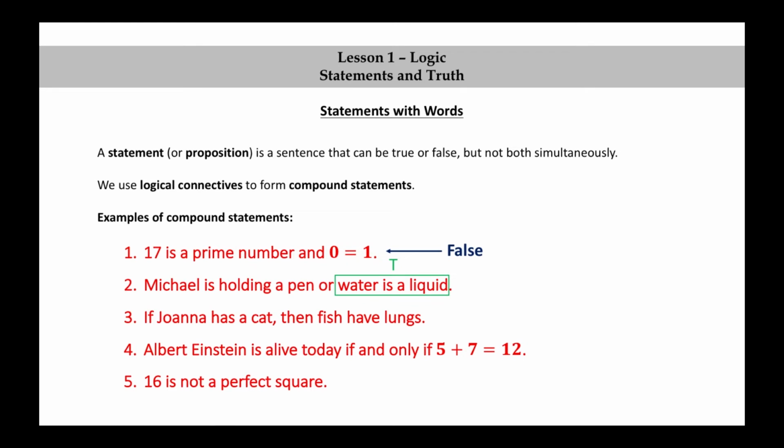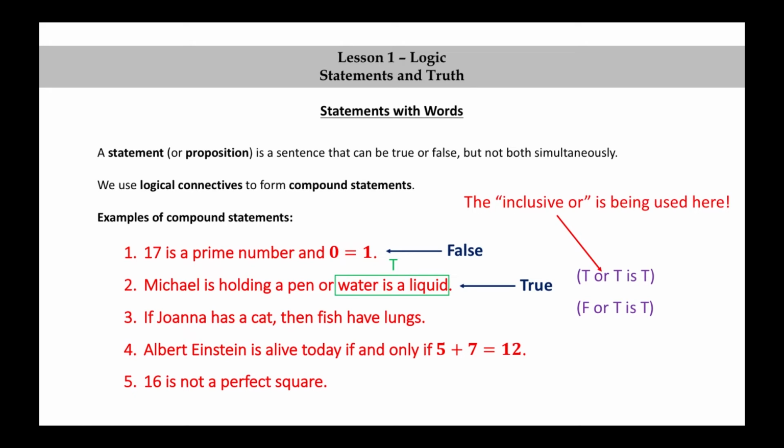In the second one, water is a liquid is a true statement. It follows that the whole compound statement is also true. This is because true or true is true, and false or true is also true. It doesn't matter in this case whether Michael is holding a pen or not. The result will be true regardless.